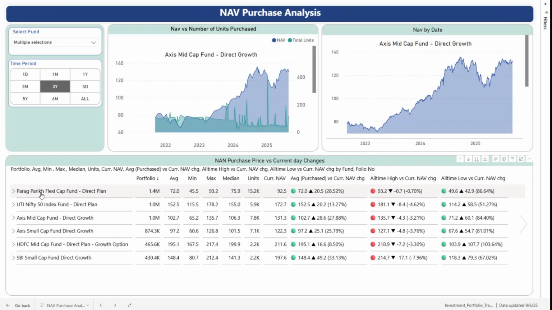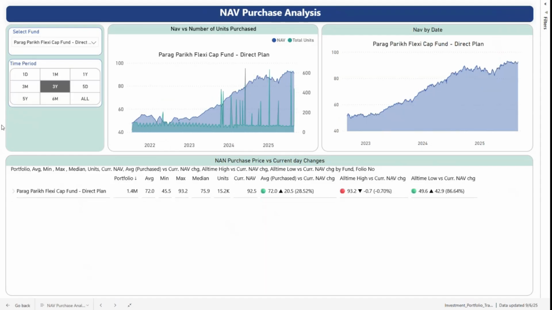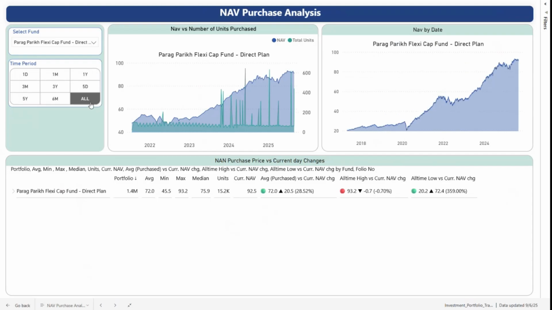So what we are trying to understand here is the average, min, max, median, and all these things. Let me take an example: the Parag Parikh Flexi Cap Fund. I have invested starting from 2021.